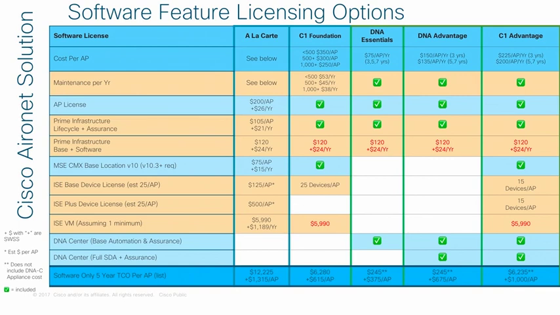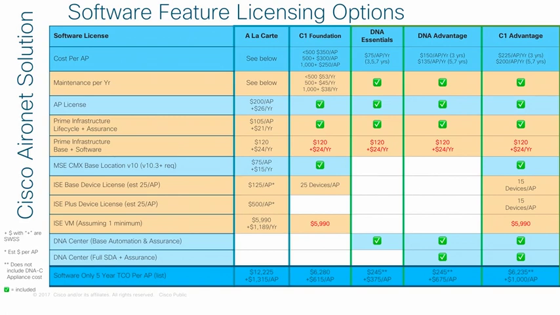And we do have DNA Advantage, which is $105 per AP per year in a 3-year term, discounted if you go into a 5 or 7 year term. It has the same kind of things that DNA Essentials has, except it does allow for full software-defined access and full network assurance for those customers that want to run the DNA Center appliance. It's $245 as a one-time cost, plus $675 per access point.